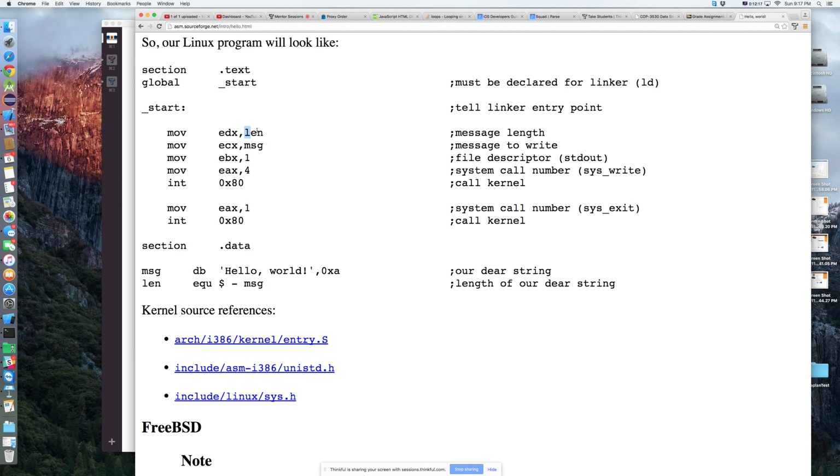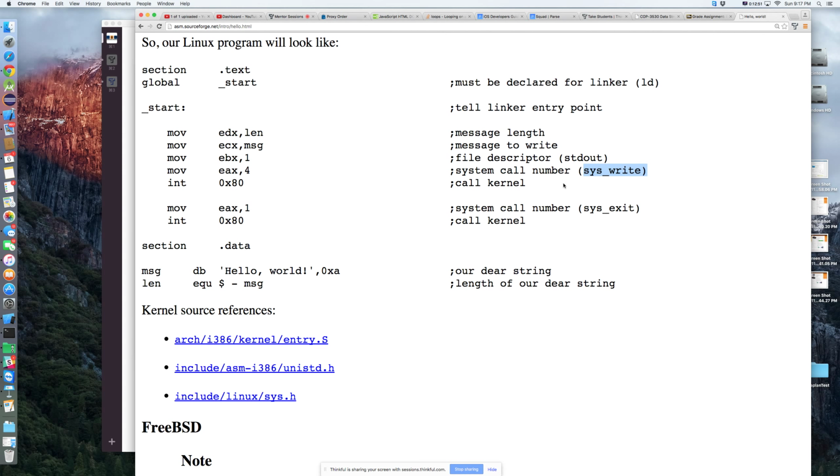This is the move command. So we're moving this value into this hardware register. So what do we do first? We move the length of the string into EDX. We move the string itself into ECX. Then we move the number 1 into EBX. And the number 1 represents where we're going to be writing our hello world out to, which is going to be standard output on the monitor. Then we move the number 4 into EAX. What is that? That references the system call syswrite. So this is a function name that's supported by the Linux operating system.